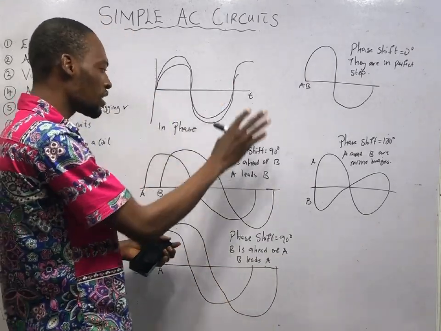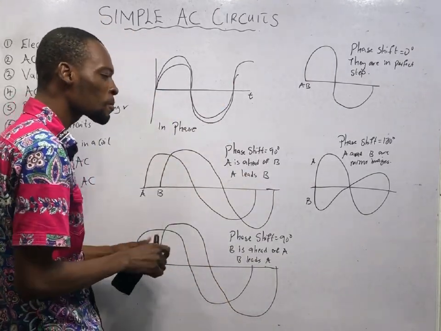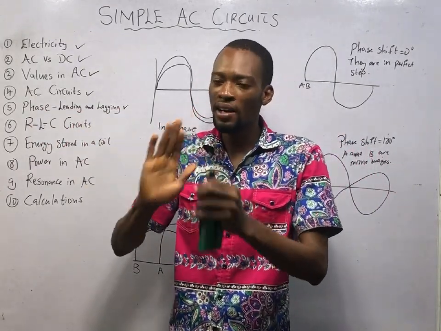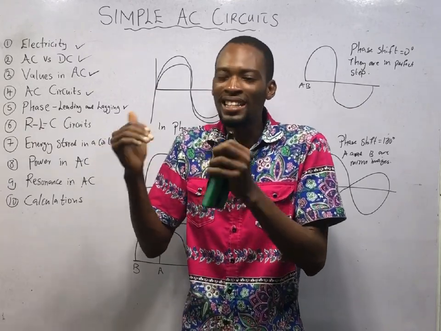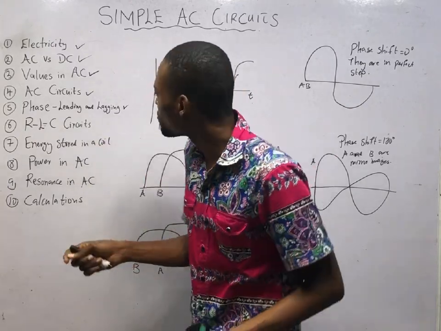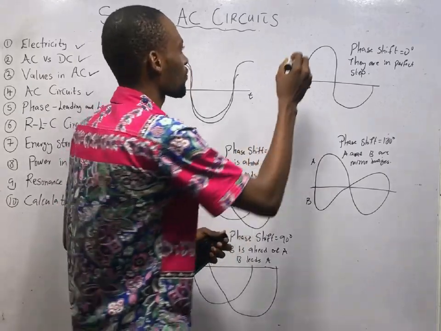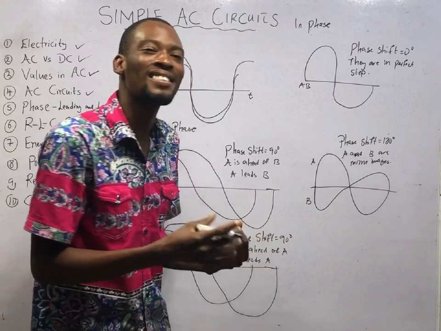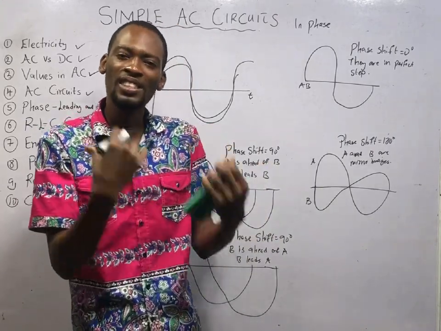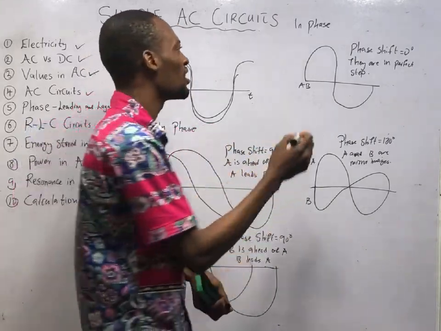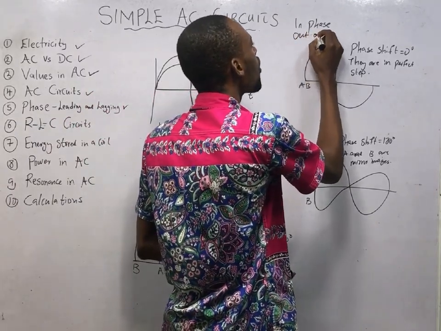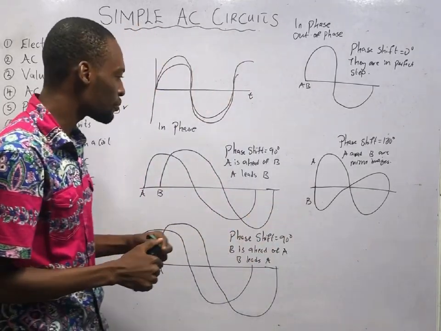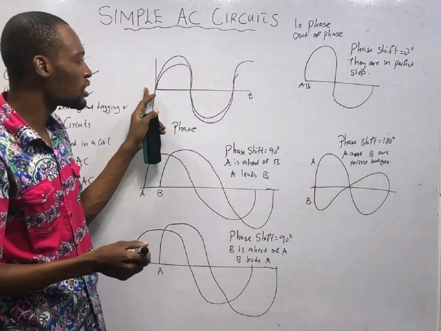If you are given two waves like this, wave A and B, if each of the waves arrive at the same point at a particular time, or they are at the same point at every particular time, they are said to be in phase. Now, if they arrive at the same point at separate times, they are out of phase. Now, look at these examples. Look at these two waves.